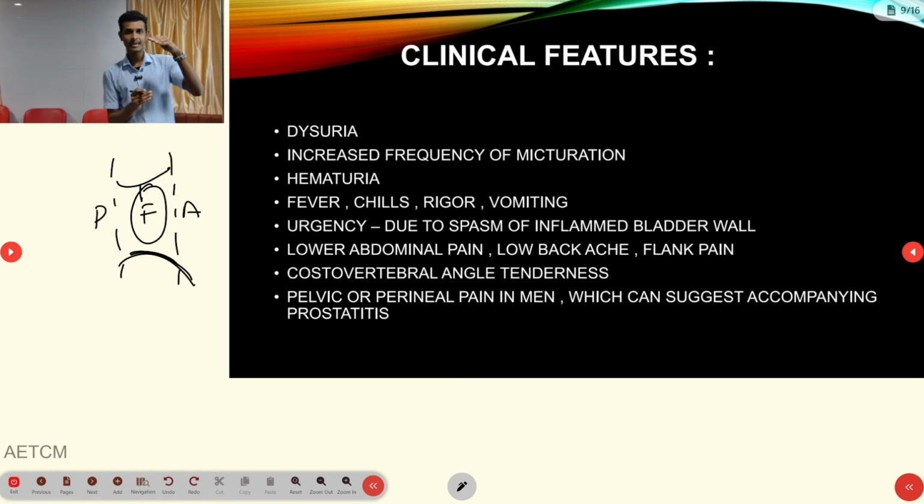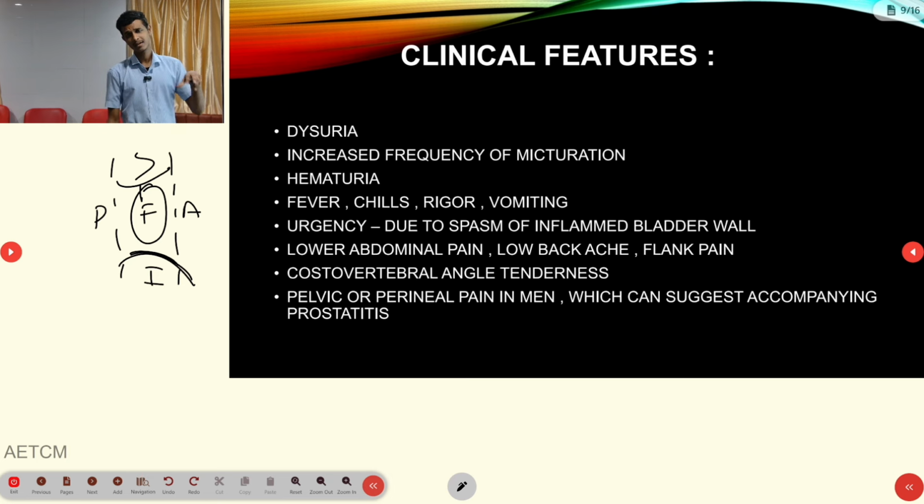So it is the area between your 12th rib and the ilium of your hip bone. Anteriorly, this is superior and then inferior. Laterally, how we are defining it is the space between the anterior and then posterior axillary line. So this is the flank region, where the person will have pain.